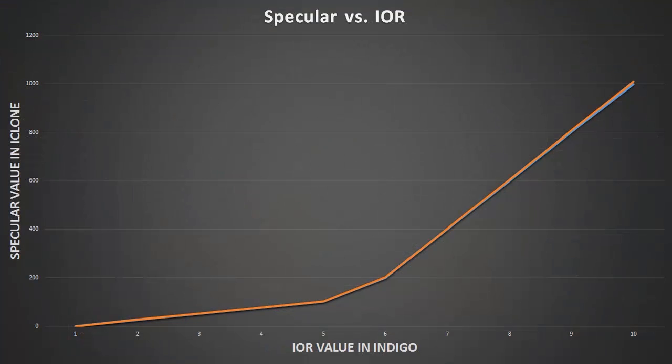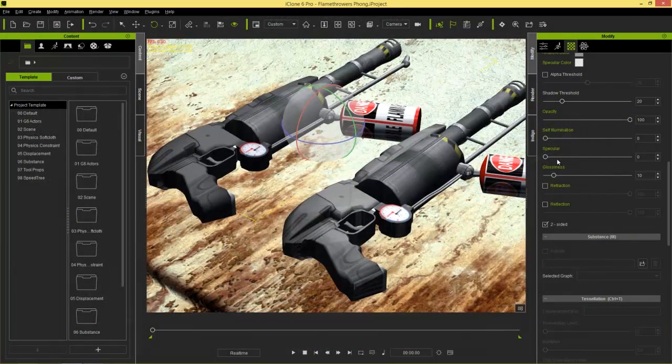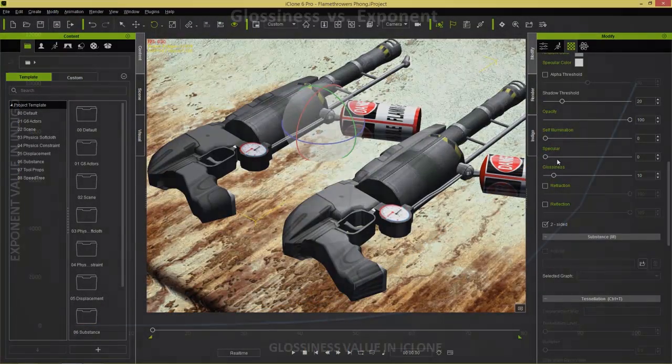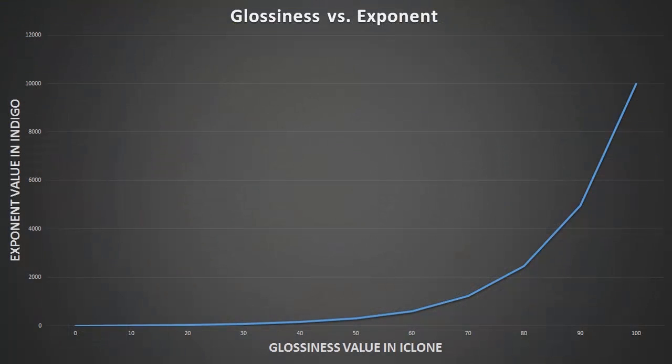So take a look at these charts first. You can see that the higher your specular value is, the higher your IOR, your index of refraction value is, and these correspond exponentially. Whereas in V1, they had a linear relationship, so they went straight from the bottom left to the top right. In V2, we have more of an accurate representation of what you see in iClone, and this is the result here, this graph.